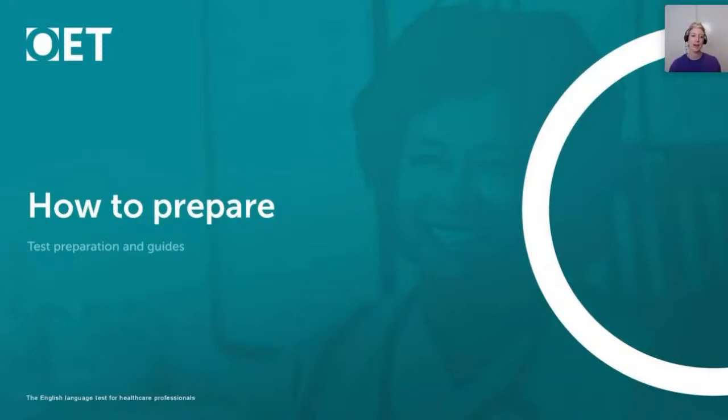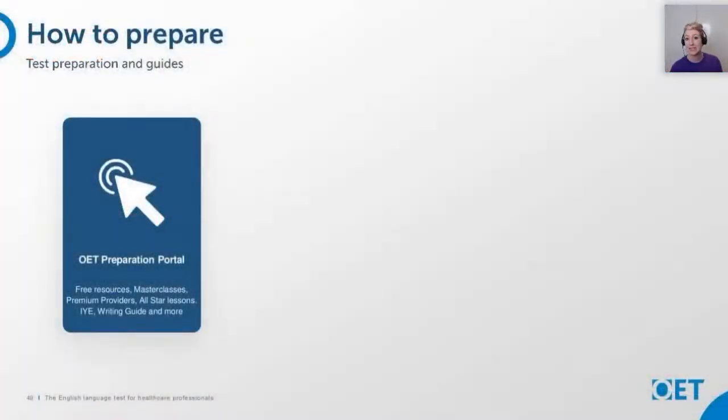I'm going to talk about 4 main places to prepare, but the first one's probably the most important, the OET preparation portal. This is where you'll find a huge range of free resources to prepare for OET, including OET on computer. In the portal, there are free masterclasses for all 4 skills. There are links to live lessons from our premium all-star providers. There is the comprehensive writing guide and lots more as well. So be sure to start your preparation in the OET preparation portal.